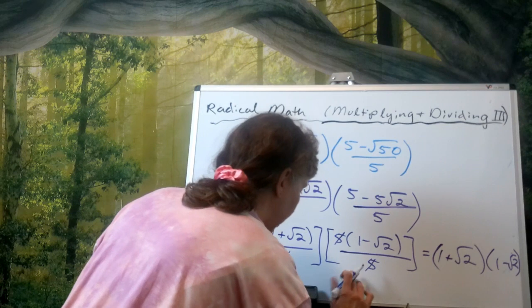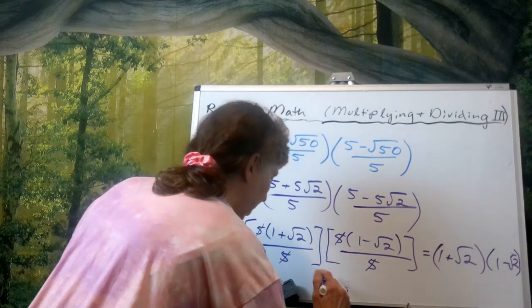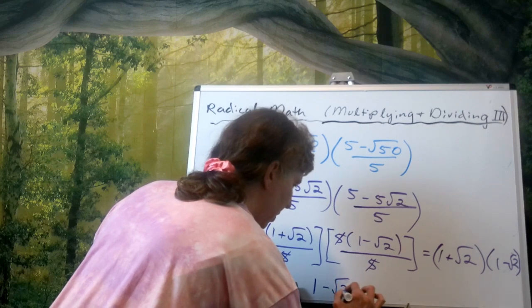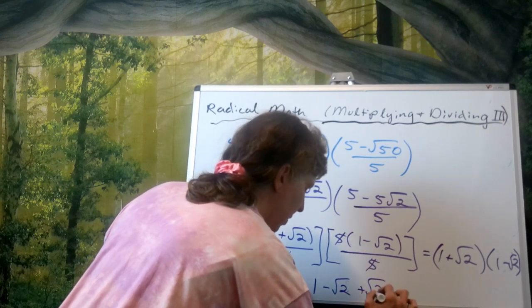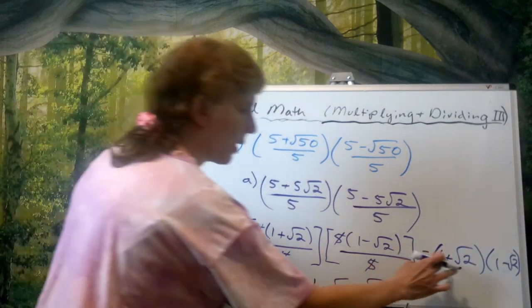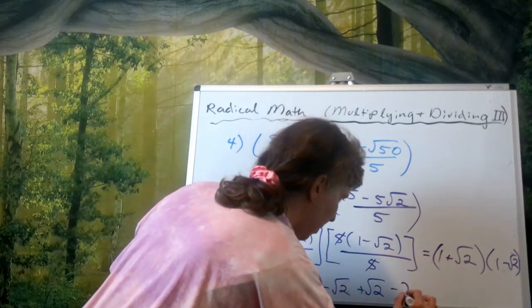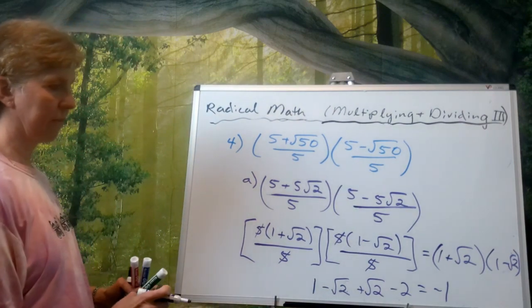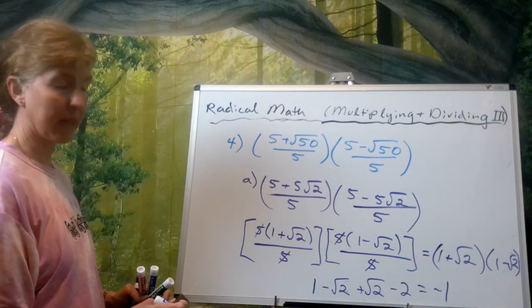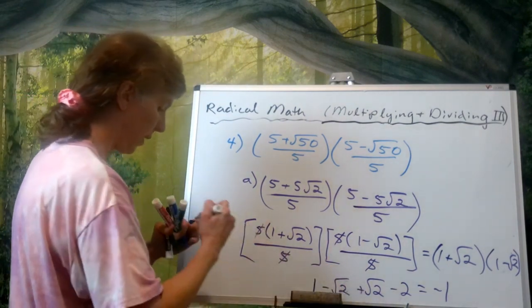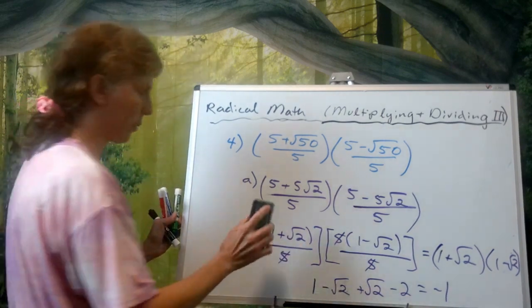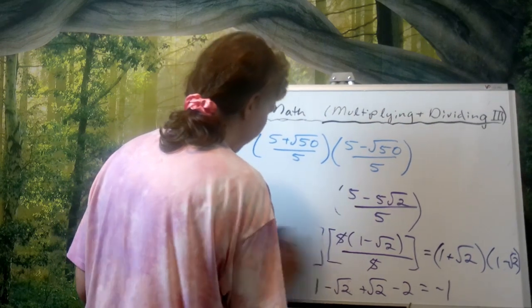I can actually write that in here. We'll move that over then. Okay, so I get 1 minus root 2 plus root 2 is 0. And then minus 2. So I end up with negative 1. That's kind of cool. All right, a second way that you can do this one, and hopefully we end up with the same answer no matter which way we do it.